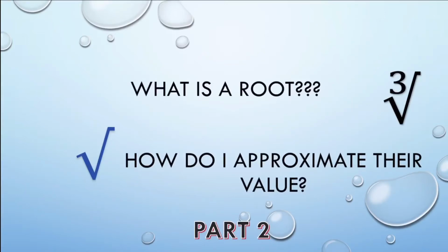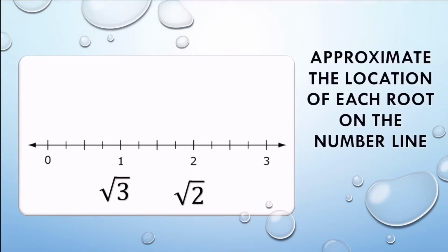Let's pick up where we left off with what is a root. So we've gone over what is a square root, what is a cube root. There's also fourth roots and fifth roots, but we're going to focus on squares and cubes this year. So we need to also know, how do we approximate their value? There's going to come a time where we don't have a calculator, and we're asked to do this. We're going to be asked to approximate their location on a number line.